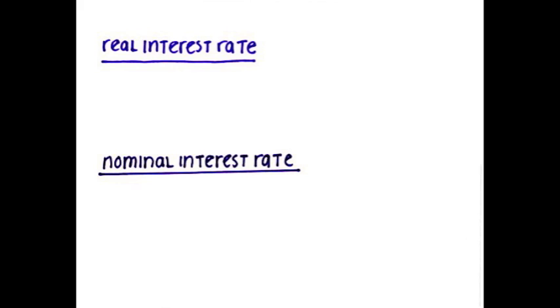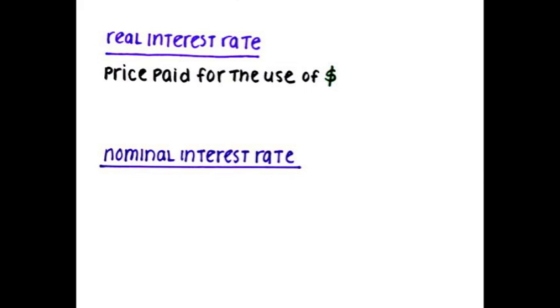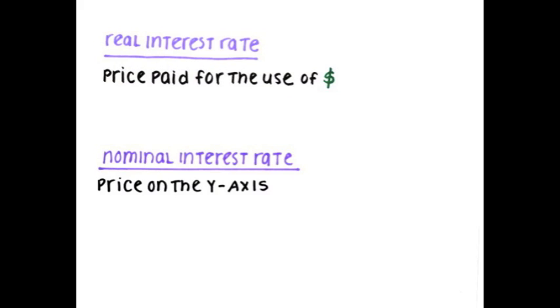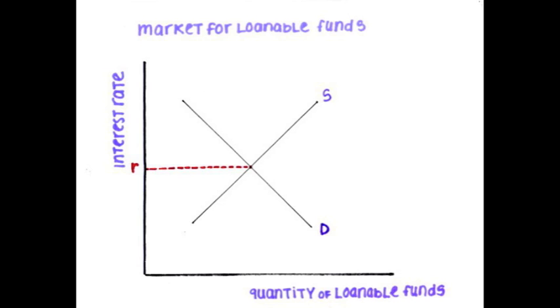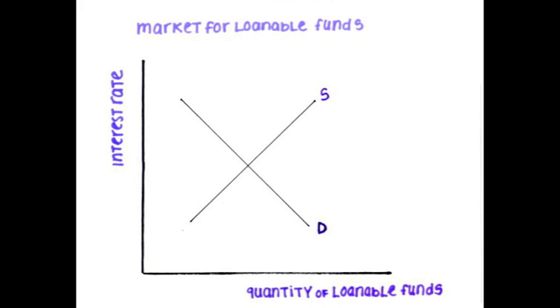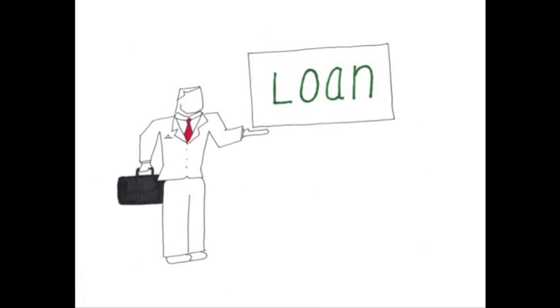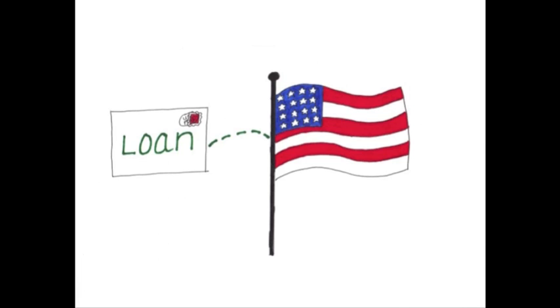Real interest rates tell us the price paid for the use of money. We can also put the nominal interest rate for a given expected future inflation on the y-axis. In this money market, the nominal interest rate serves as the price on the y-axis. Price is determined by the interest rate denoted by R. There are many different nominal interest rates because there are many types of loans. There are short-term loans, long-term loans, loans made to corporate borrowers, and loans made to the government.